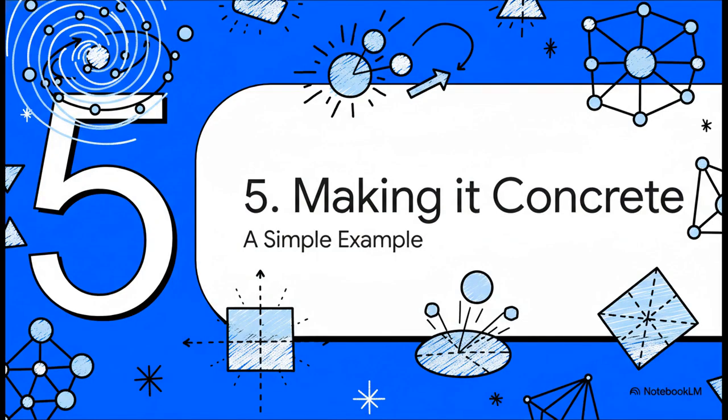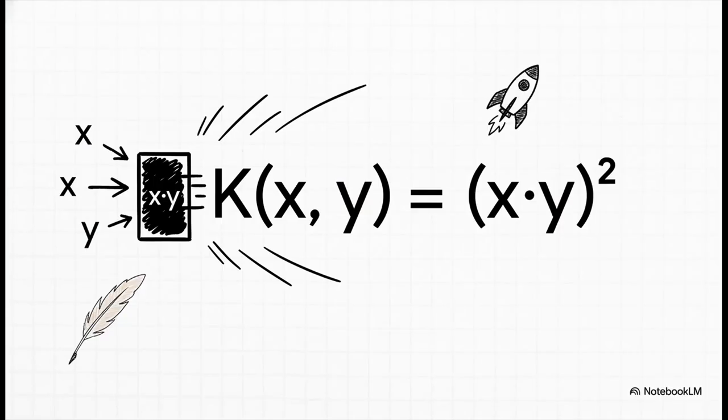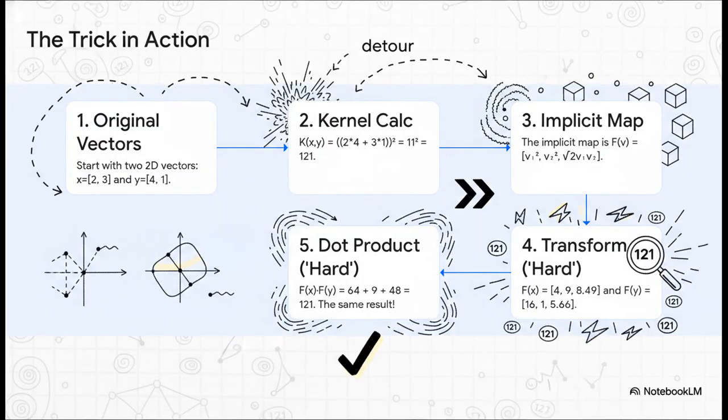All right, I know that's a bit abstract, so let's make this real. Let's walk through a simple example to see how this actually works. So we're going to use a really common one. It's called the polynomial kernel. And the formula looks super simple, right? All it says is take the dot product of your two original vectors, x and y, and then just square that number. Okay, let's actually run the numbers. In step 2, we do it the easy way, the kernel way. We take our two simple 2D vectors, get their dot product, which is 11, we square it, and boom, 121.